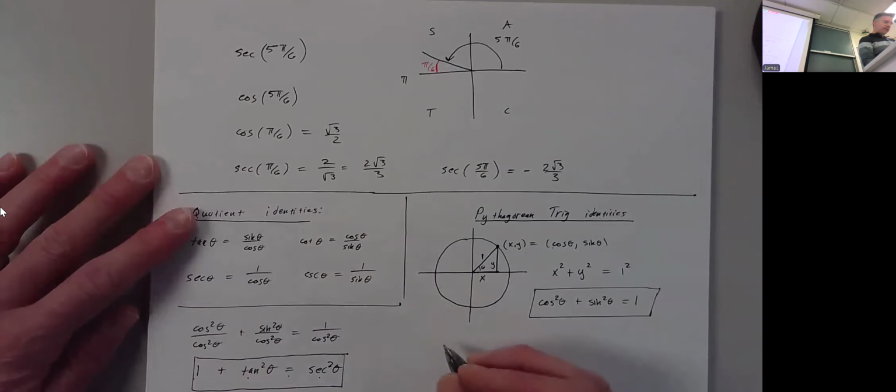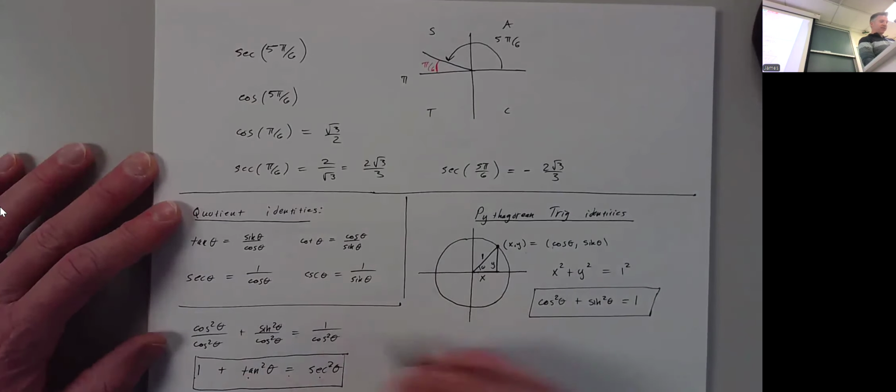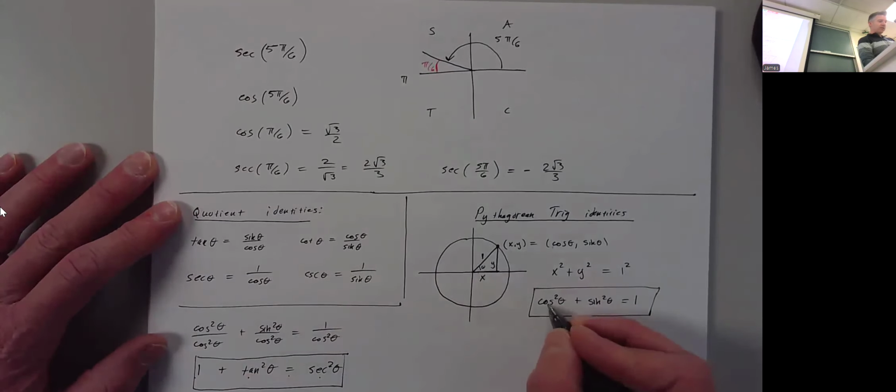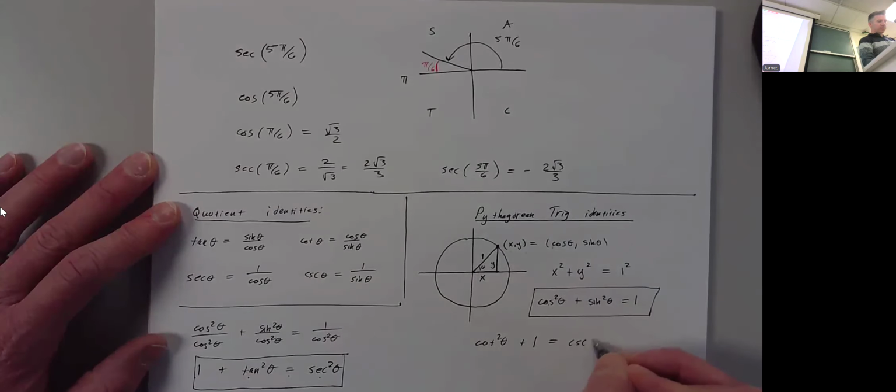The other one is not as easy to remember. If you divide everything by sine squared, you're going to get cosine squared divided by sine squared, which is cotangent squared. Sine squared divided by sine squared, which is 1. And 1 divided by sine squared, which is cosecant squared. We usually don't write it this way. We usually write it as 1 plus cotangent squared theta equals cosecant squared theta.